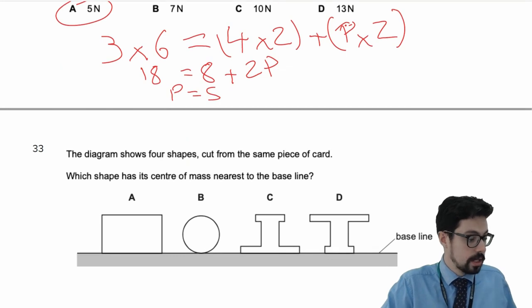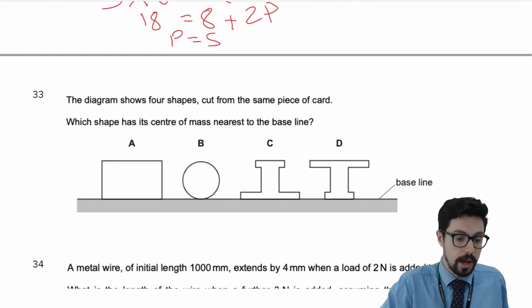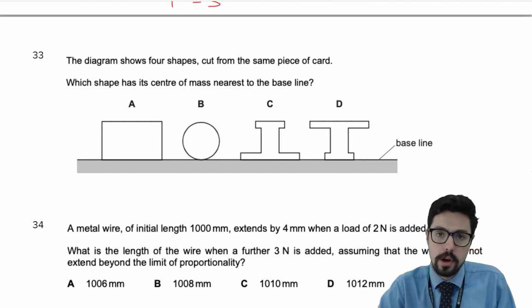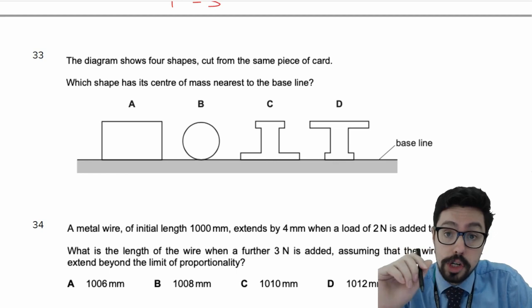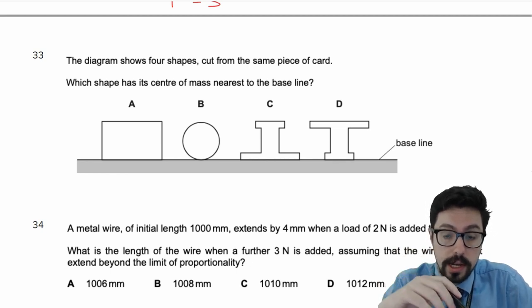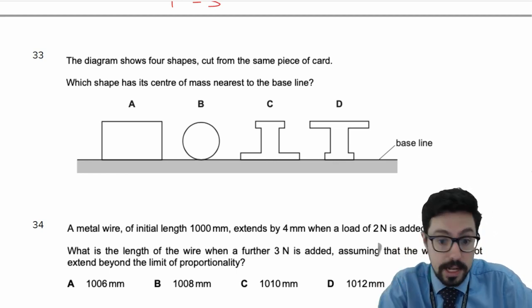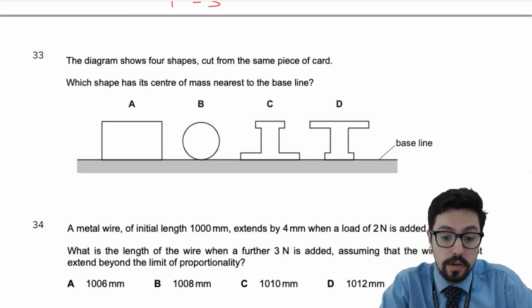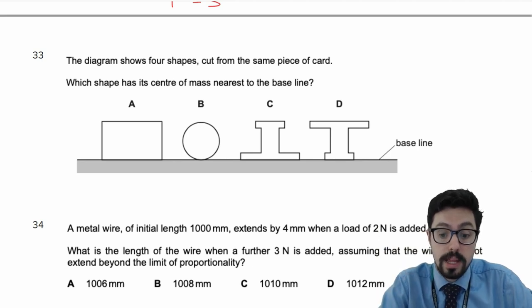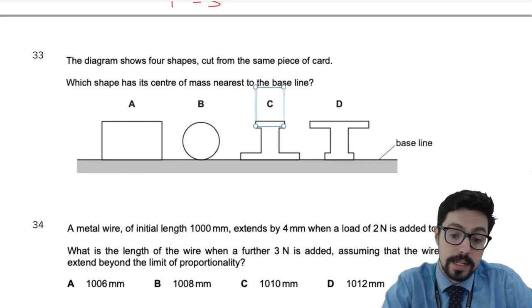Question number 33. Okay, this one we don't really have any equations for, we just got to have a little bit of a think about this one. Okay, so we've got 4 shapes cut from the same piece of card. So card's pretty uniform, its mass doesn't change depending on where you are in the card. So the center of mass nearest the bottom will be the piece of card that has the most of it near the bottom. Just having a look at that, compared to the rest of them, most of its mass is near the bottom in C.